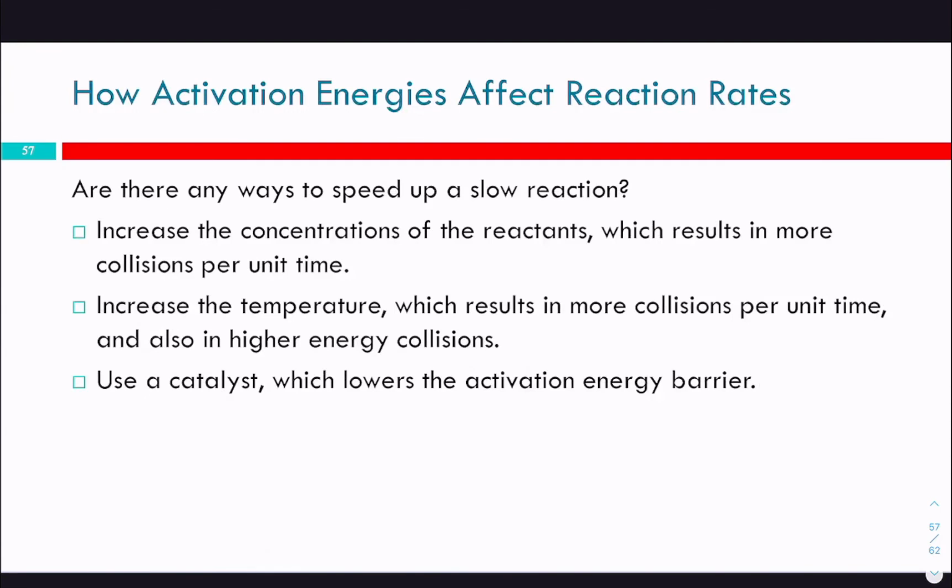Or we can use a catalyst. A catalyst is kind of like, instead of trying to get over the hill, you're drilling a tunnel through the hill. So why use all this extra energy? The catalyst lowers that energy barrier and says, hey, you can take this path instead that requires a lot less energy. So you can speed up a reaction without increasing the concentration or increasing the temperature.